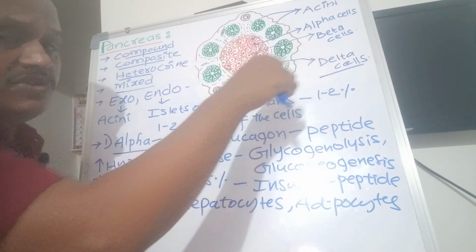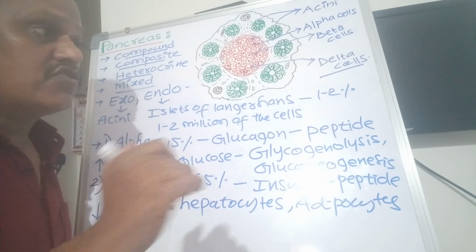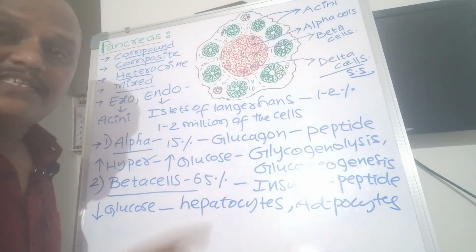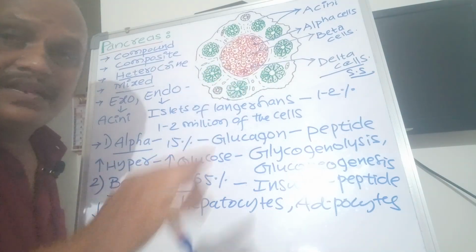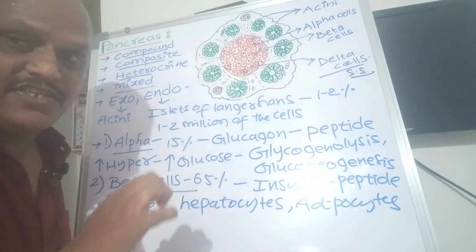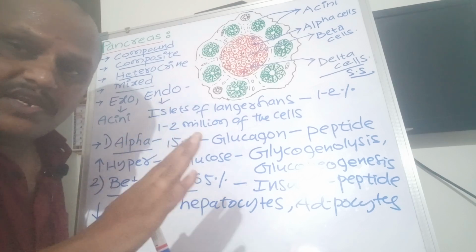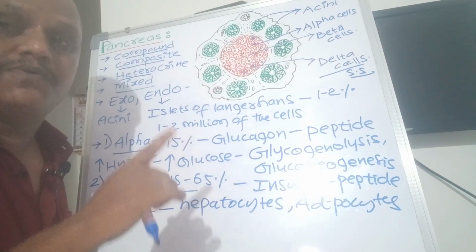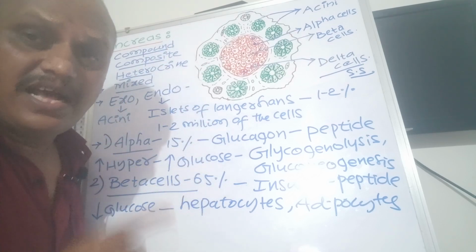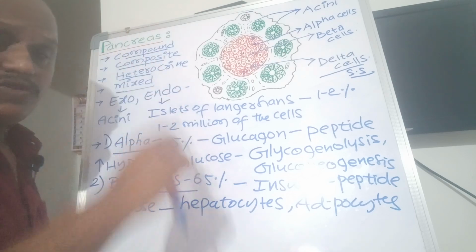Next, what about delta cells? The delta cells produce somatostatin. Somatostatin inhibits the alpha cell secretions and beta cell secretions. Generally, somatostatin produced by the hypothalamus inhibits the secretion of somatotropin, that is growth hormone. That is about the delta cells.